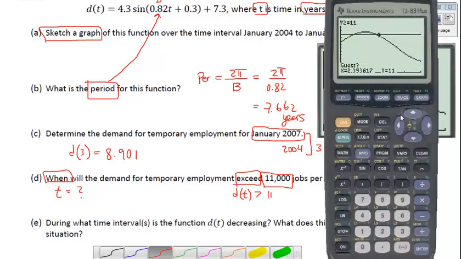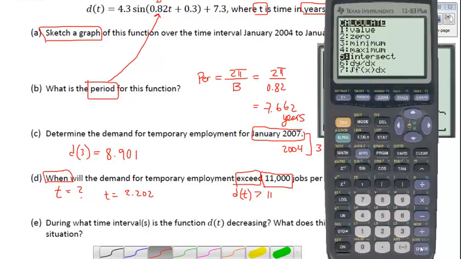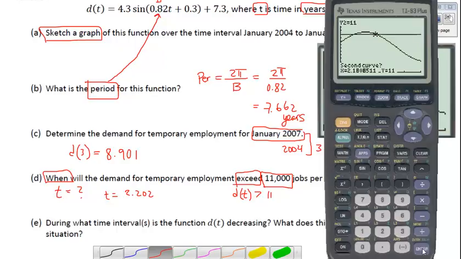Second trace, find the intersect, first curve, second curve. I'll find this one first since I'm already there. So the second one of them is t equals 2.202, and the other one, intersect, first curve, second curve, and then I need to go over to the other location where I think they intersect, and it's at 0.898-ish.